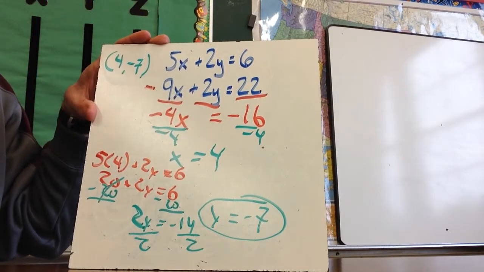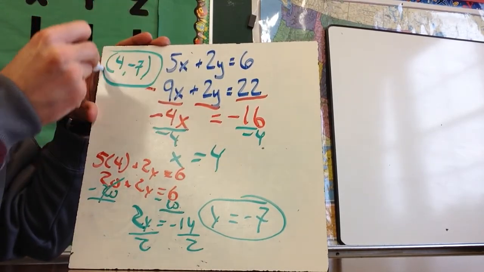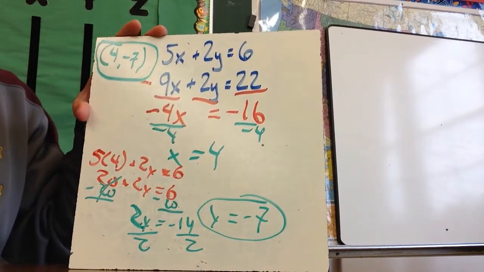Yeah? Still doesn't work, huh? 4, negative 7.